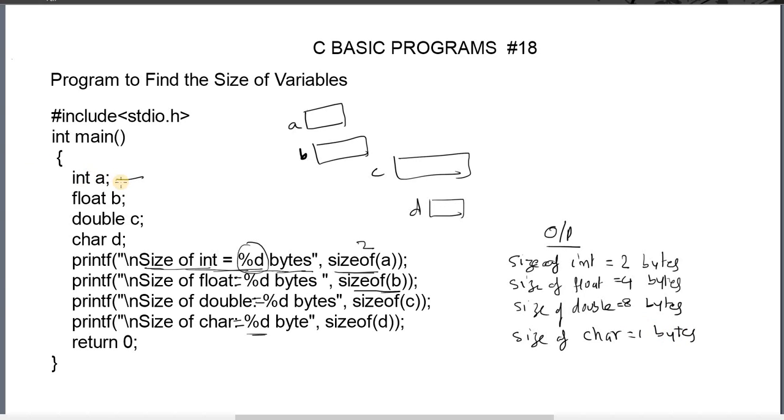This variable can store one single integer. This variable can store one float value. This variable can store a large float value. This variable D can store a single character. And finally this program returns 0, then terminates.